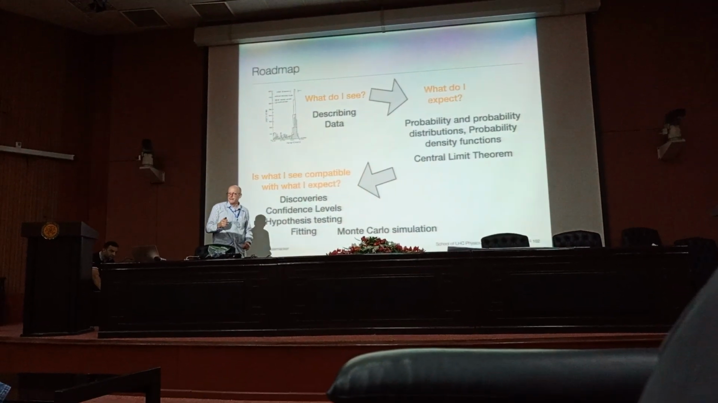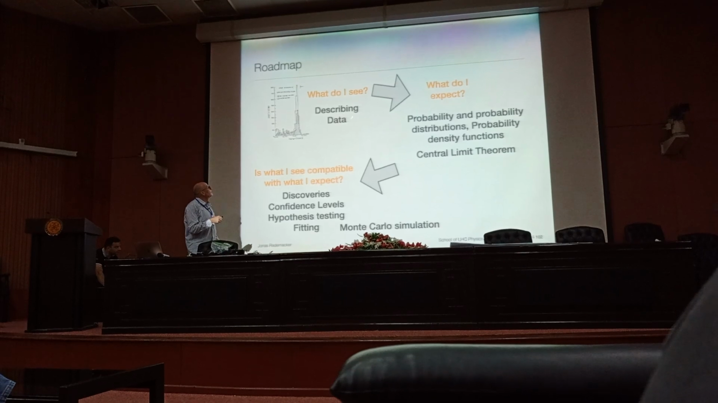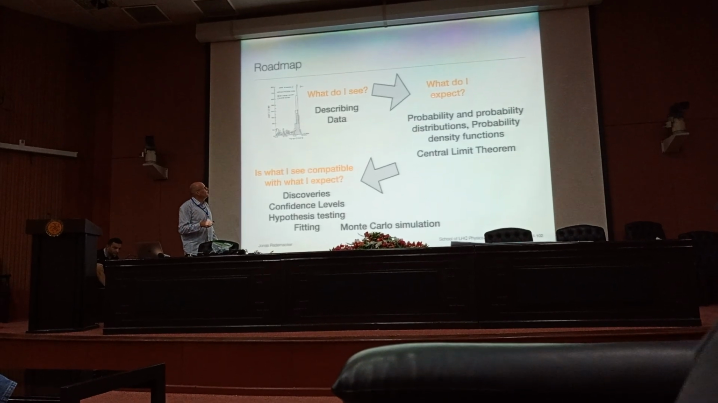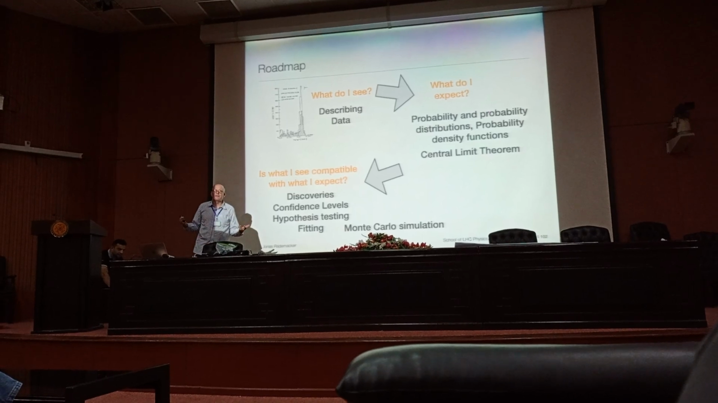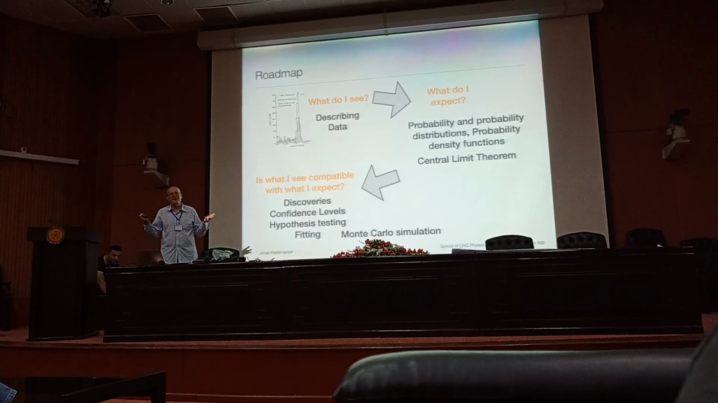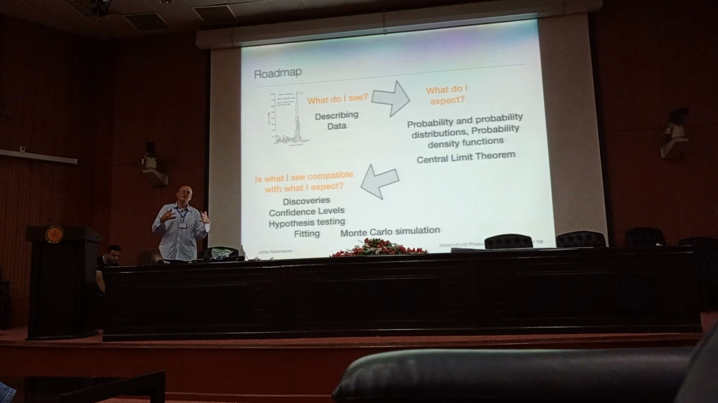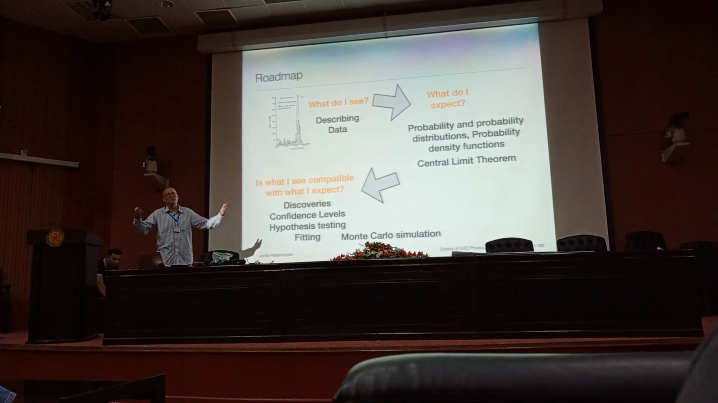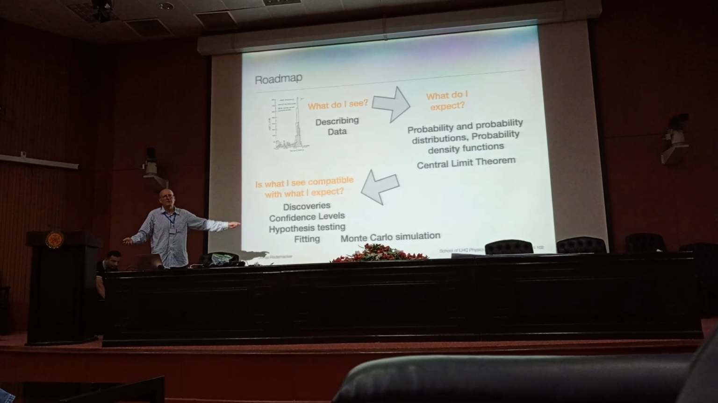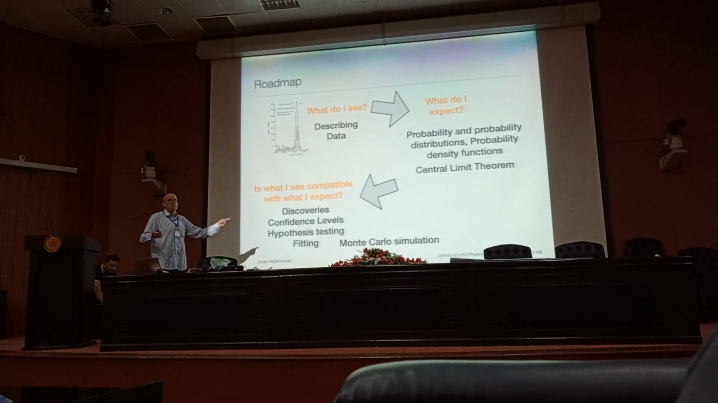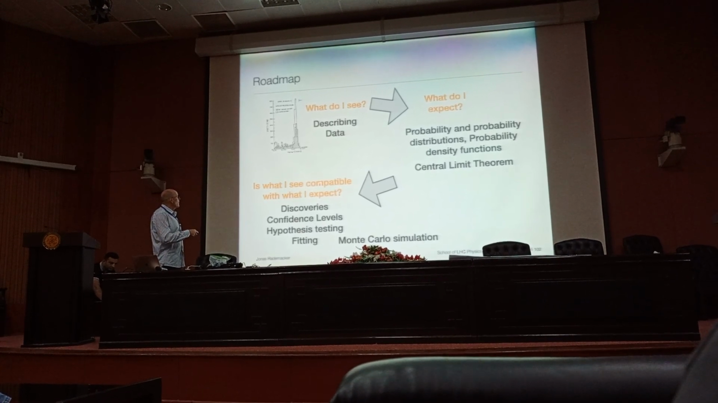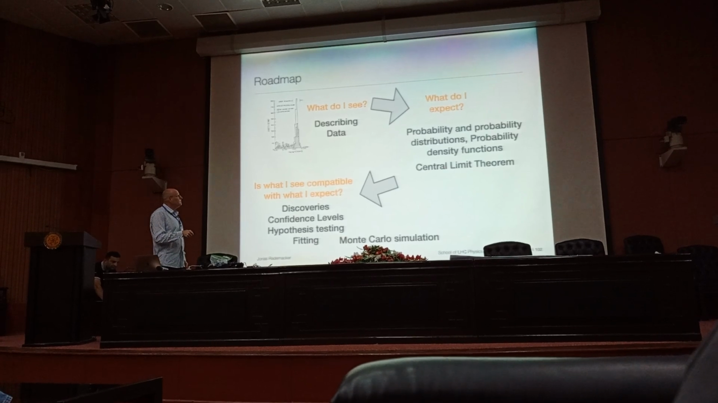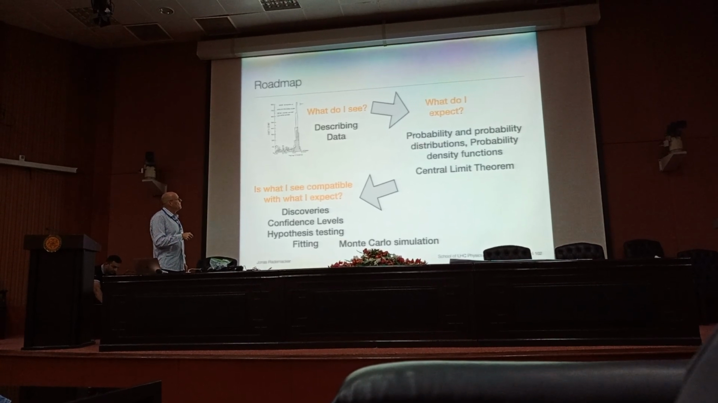Remind you of the roadmap that we had, describing data. We're done with that for now. And then we describe what we expect, basically putting the theory in terms of what we expect in data. So translating your standard model into a probability density function of seeing some bump in your data, this kind of thing. And then comparing that with what you see in data. And we have done part of that.